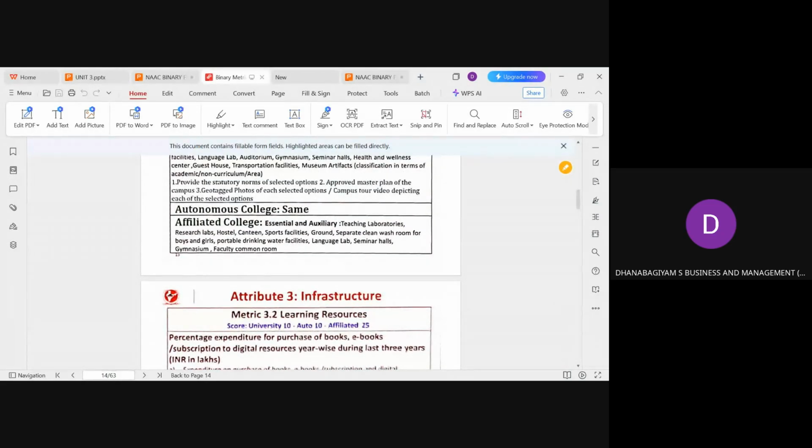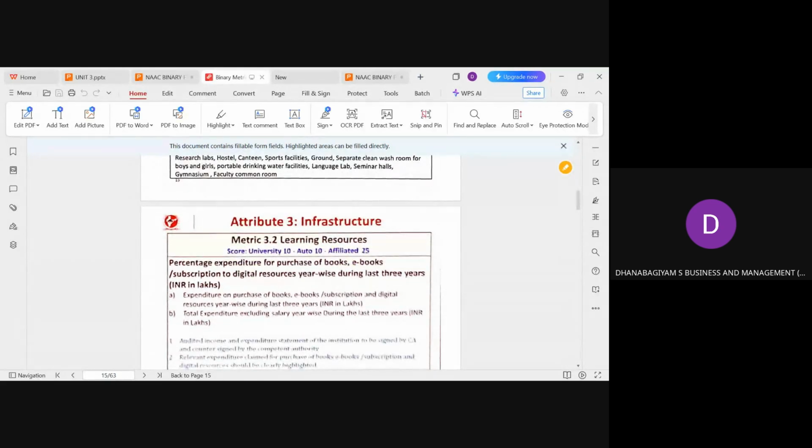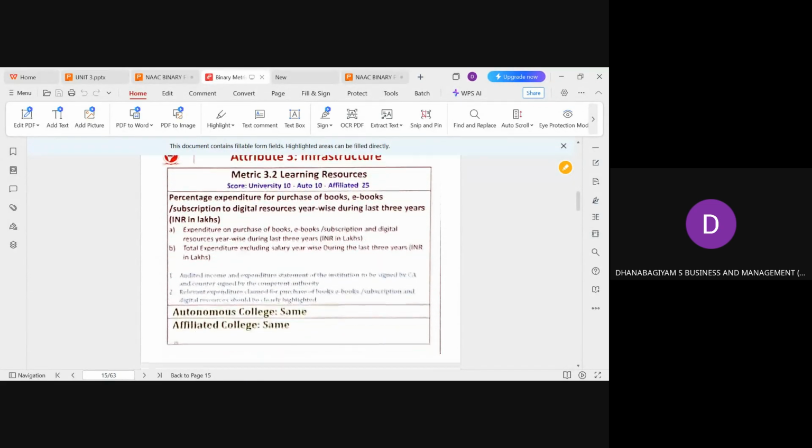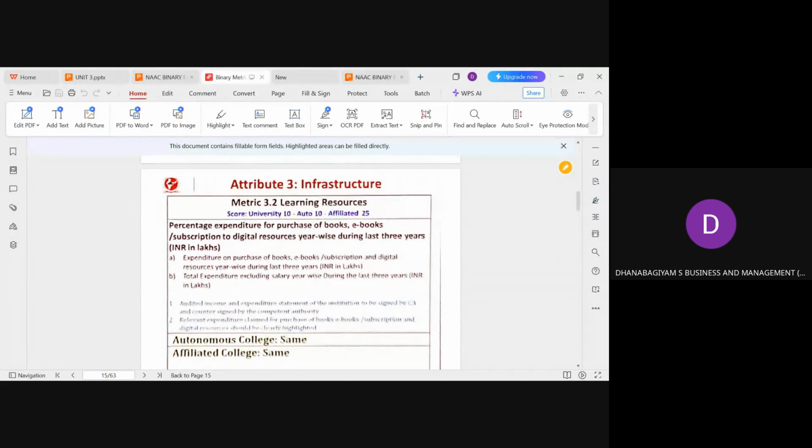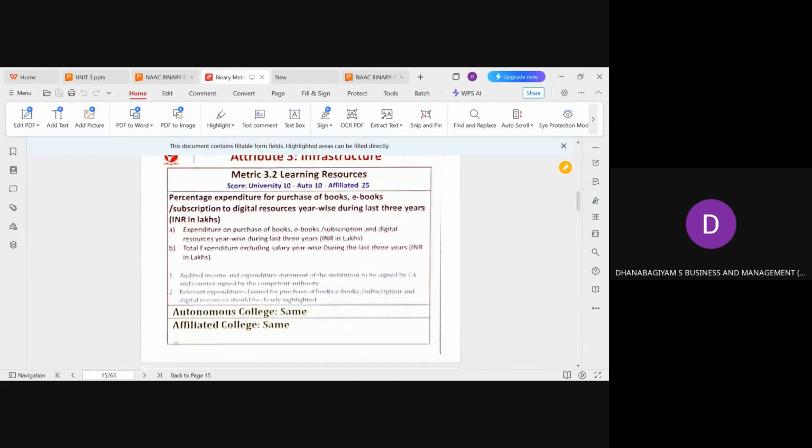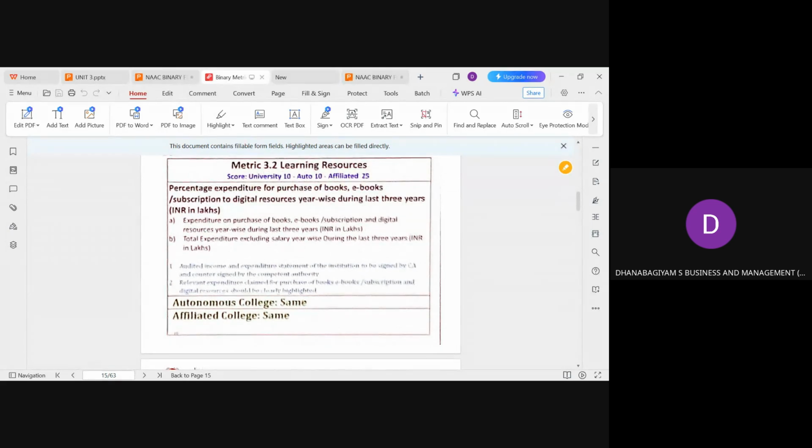And even if we have the laboratories or research labs, how functional and how effective they are will be measured. Even the canteen facilities, whether we provide them, everything will be measured very particularly. Sports facilities, likewise, everything will be clearly monitored by the NAAC score. And next we have metric 3.2, which is related with the learning resources.